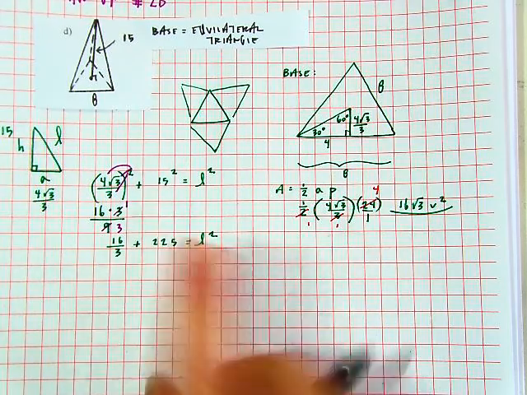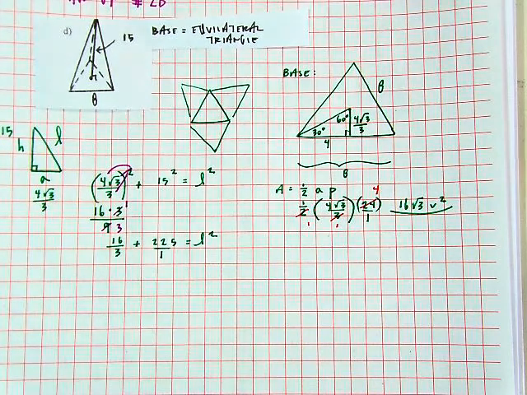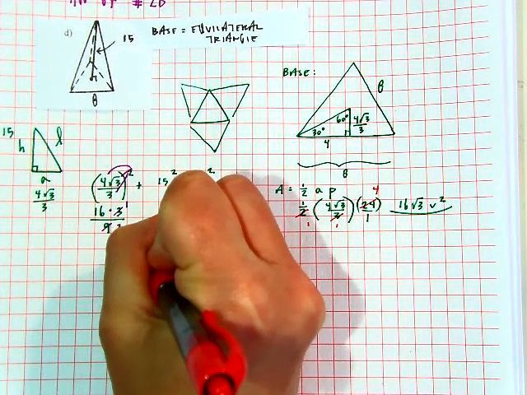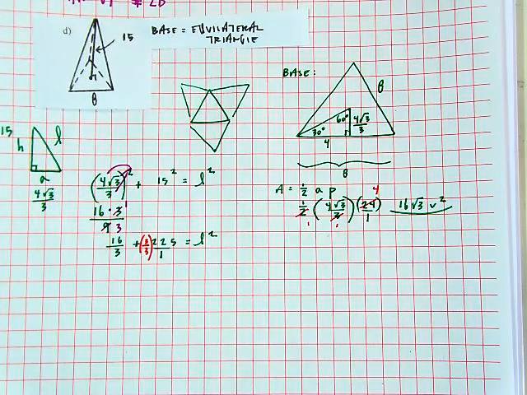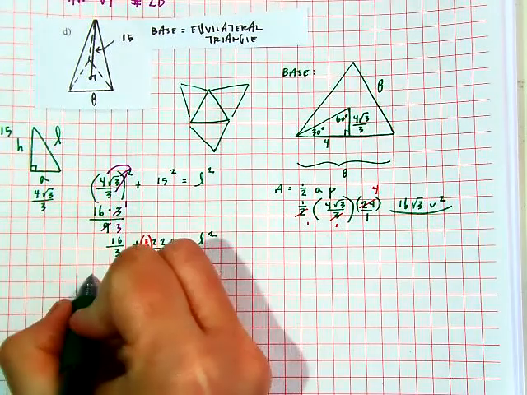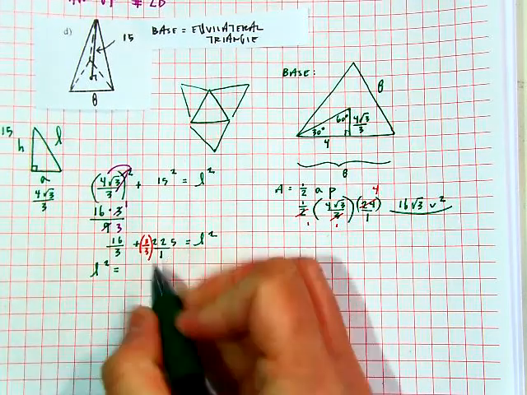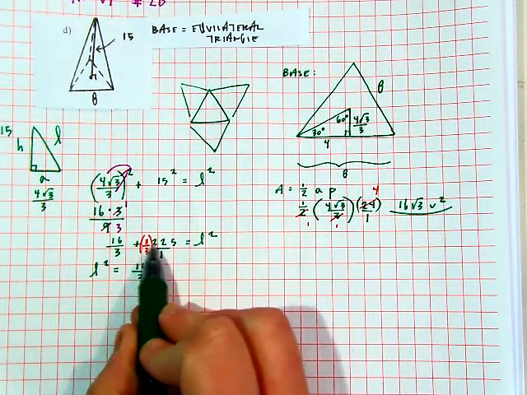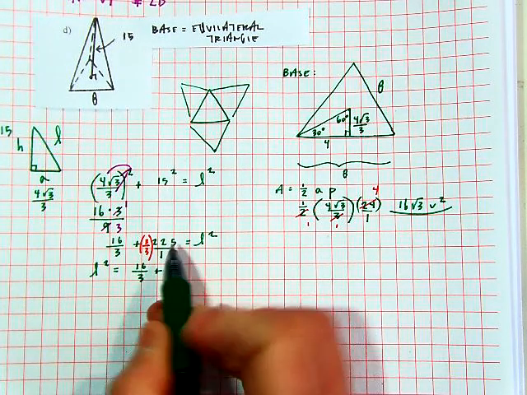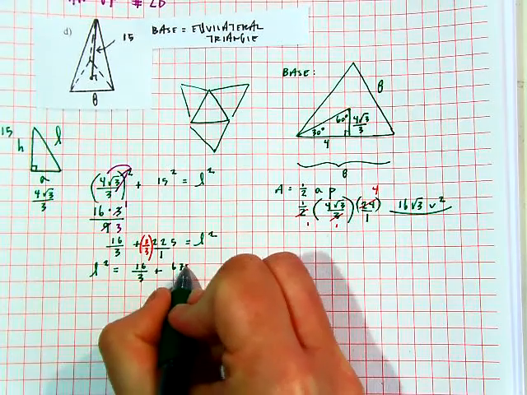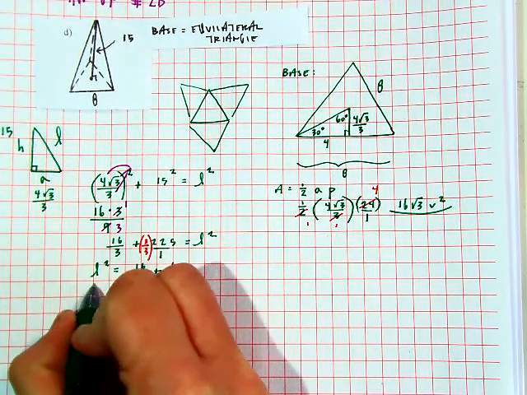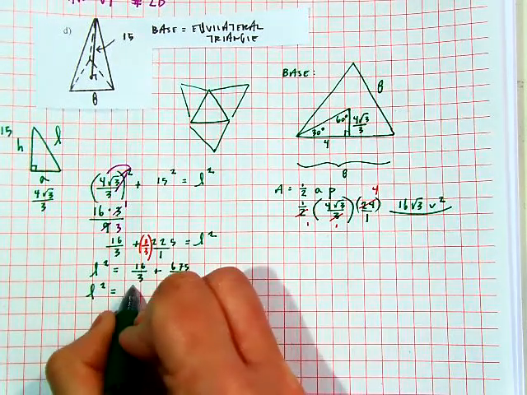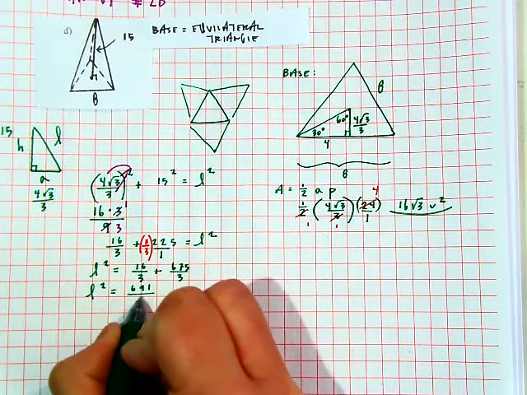So I'm going to go ahead and put this over 1, and multiply by 3 over 3, just like that. So that's going to create the common denominator. So my slant height squared will be 16 thirds plus 3 times 225, which is 675 thirds. Okay, and then I can resolve that even further. If I add 16 and 675, I get 691 over 3.